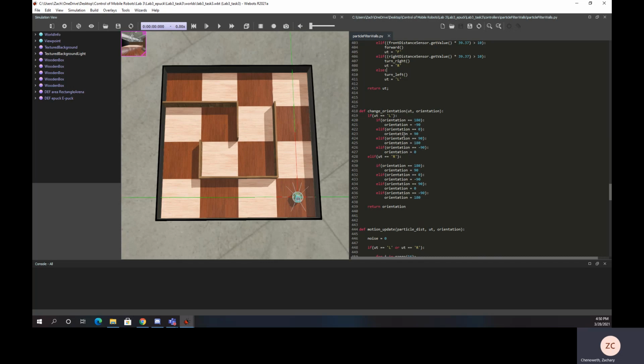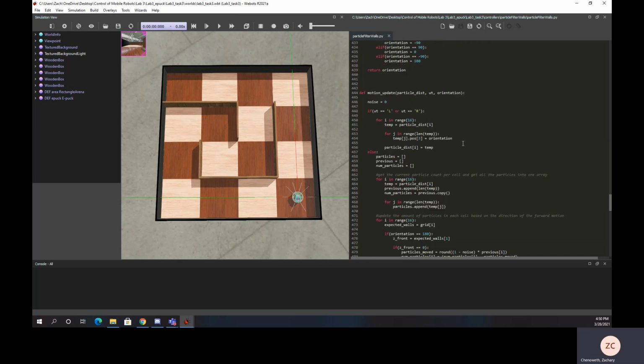Change orientation basically will just update the orientation or the angle based on the turn. Again, because we're turning based on time, these are going to be approximated to 90-degree differences. So we update based on that.